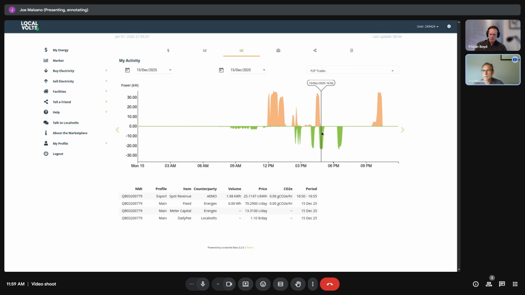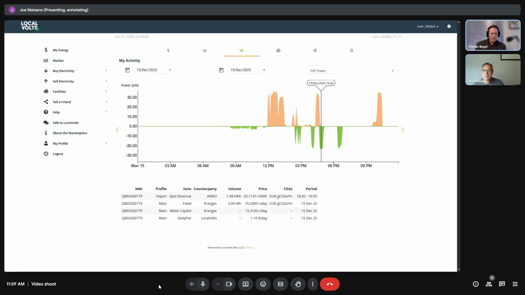And then we go a few minutes later, we're now at 450. And so now we're exporting. So you see the price mix changes quite a lot. We now have spot revenue. So this is now money coming in, 25 cents per kilowatt hour is coming in from the market. And we're not paying anything to Energex at the moment because there's no consumption happening. The meter capital charge is still applicable, and the Locavolts fee is still there. So 25 cents per kilowatt hour is a pretty good price.